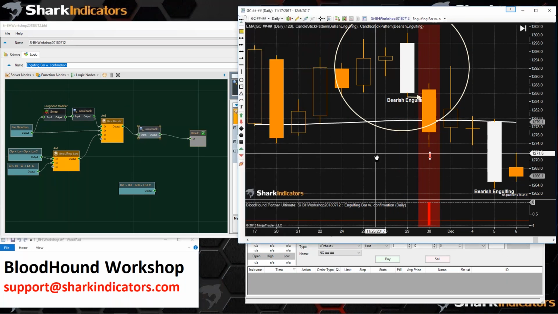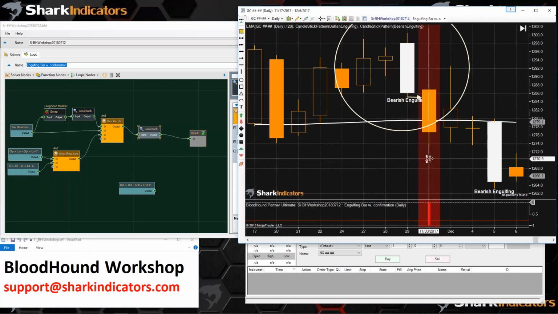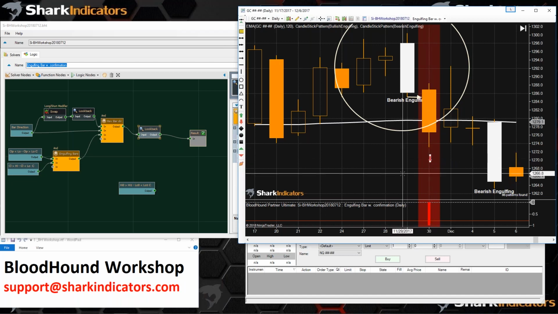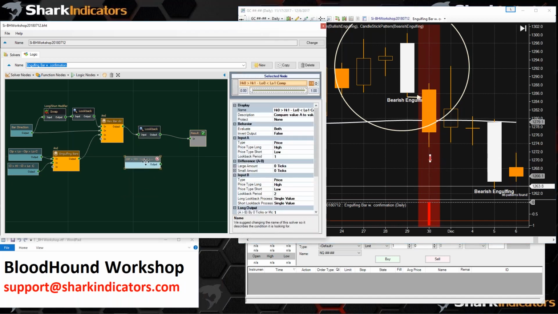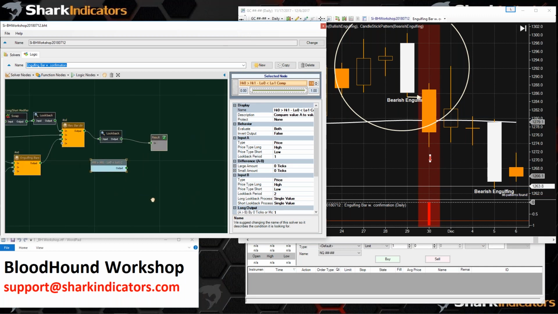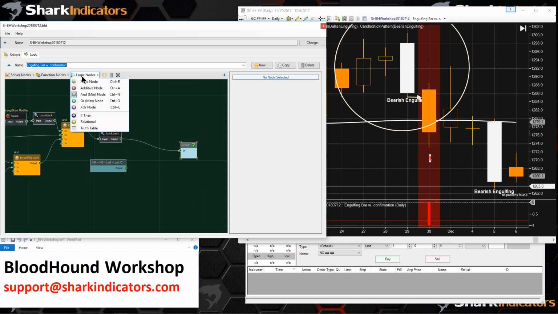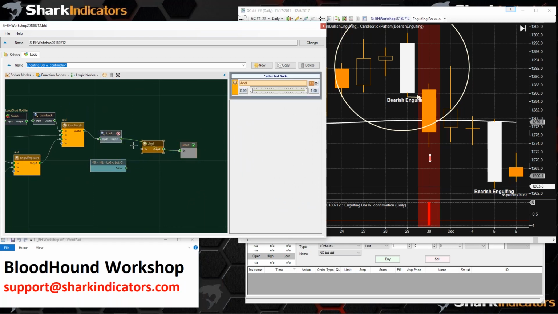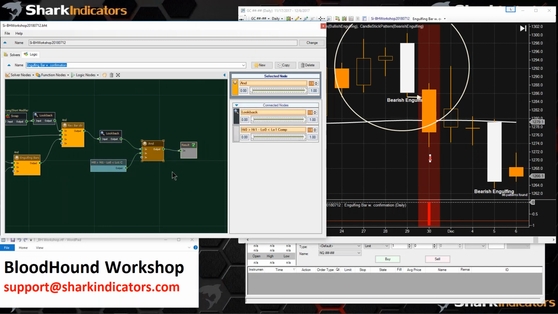Right. So there we go. Now the engulfing bar signal is shifted forward to the confirmation bar, and now we need to connect it with the logic here that identifies the confirmation. So we're going to use another AND node. Connect that in and connect that in. And that, I think, should do it.